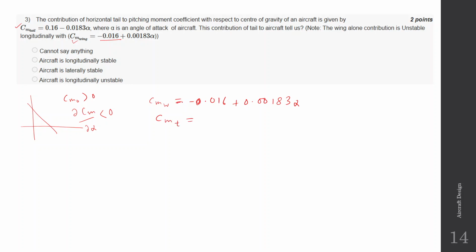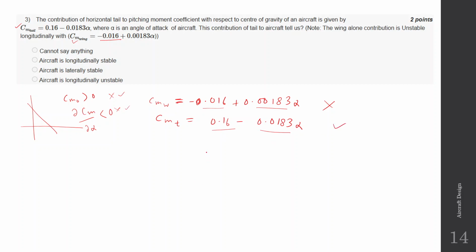Contribution due to the tail is 0.16 minus 0.0183 alpha. So you can see that if you consider the wing contribution, then the Cm naught is negative and the Cm alpha is positive. So it is violating both these conditions for the wing. So the wing is unstable. Now let us talk about the tail. For the tail, you can see that the Cm naught is positive and the Cm alpha is negative. So the tail satisfies both of these conditions.